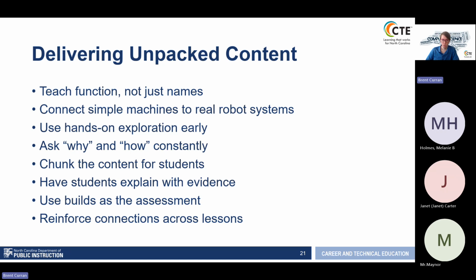Have students explain with evidence. So require verbal, written, or diagram-based explanations of mechanisms and action. These are things that they can put in their engineering notebook. Use builds as the assessment. Can students apply the right mechanism for a task, not just identify it? A lot of times it's difficult to use a multiple choice question in these sort of classes. You can do assessment by just having students build things. Reinforce connections across the lessons. So continuously tie new mechanisms back to the previous ones, and of course, the essential question you are currently teaching.